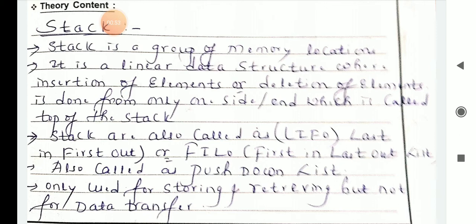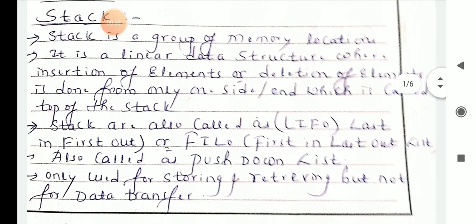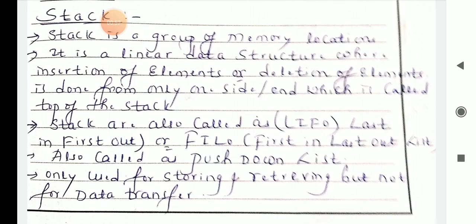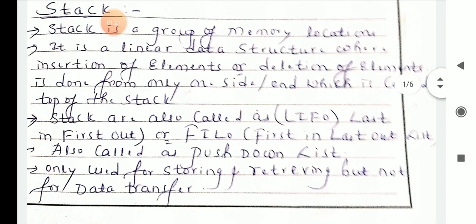First of all, stack is a group of memory locations, meaning you can read or write. Second, it is a linear data structure. Linearly you take the elements, where insertion or deletion of the elements is done from only one end, which is called the top of the stack. Take some elements and arrange them properly; then you can insert or remove elements.